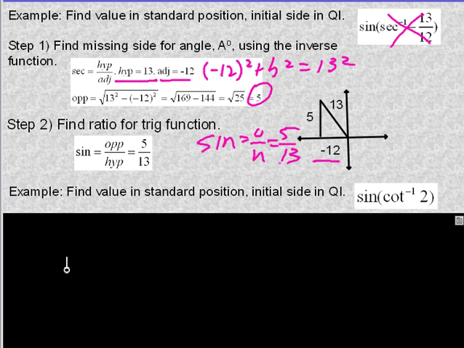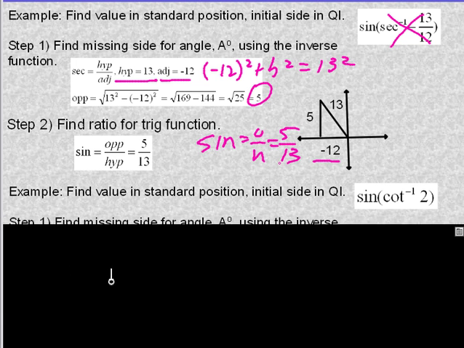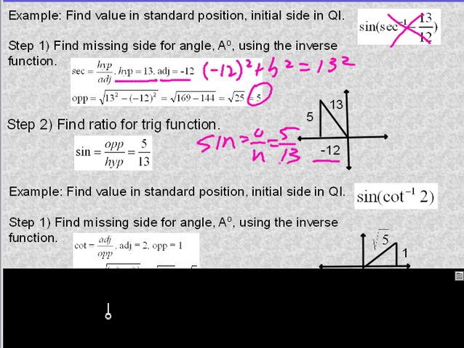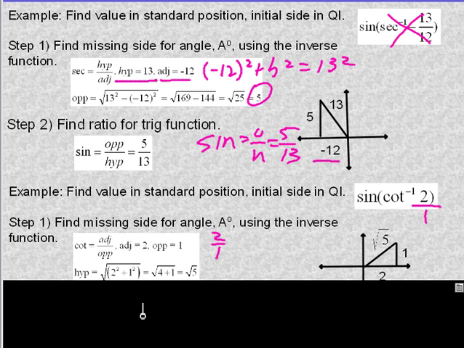Another example, sine of inverse cotangent of 2. So again, start from the inside. Cotangent is going to be adjacent over opposite. Since we don't have a denominator, we're going to put this over 1. So we have adjacent is 2, opposite is 1. We need to find our hypotenuse this time.